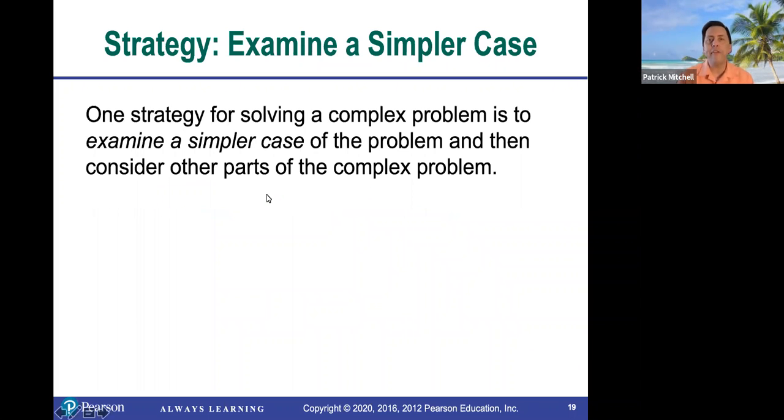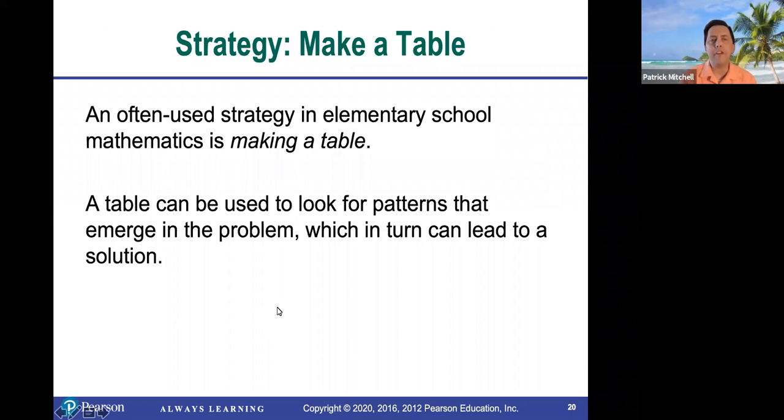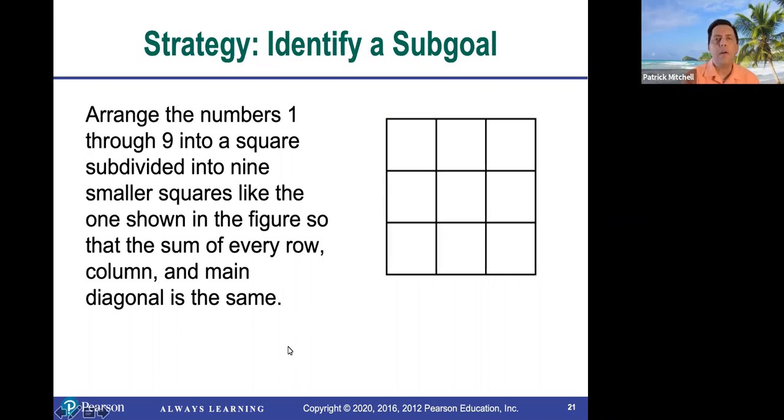One strategy for solving a complex problem is to examine a simpler case of the problem and then consider other parts of the complex problem. Another strategy often used is to make a table. A table can be used to look for patterns that emerge in the problem, which in turn can lead to a solution. All right, and then there are other strategies. I'm not giving examples of every single one of these strategies. There are just too many.